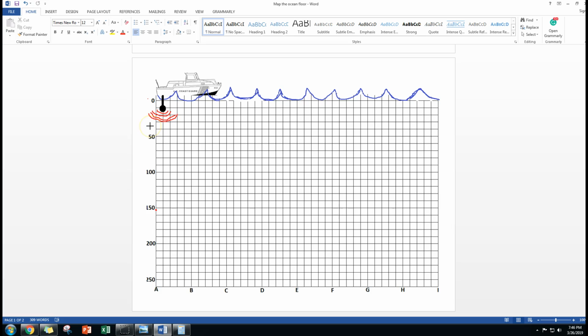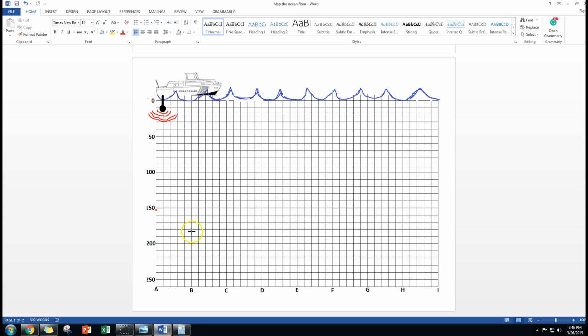You're going to use the same formula: distance is equal to speed times time. You're going to use the same speed for every problem, 1,533 meters per second. The only thing that's going to change is the time value. And then lastly, you're going to divide all of your answers by 2 because we want to know how deep the ocean floor is, not how far down and back it is to the boat.